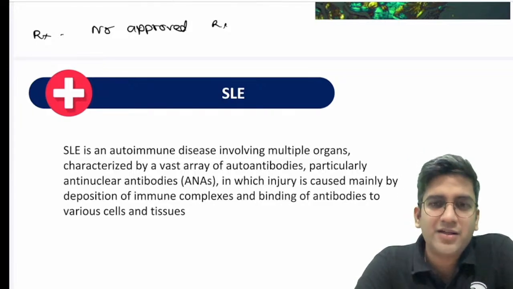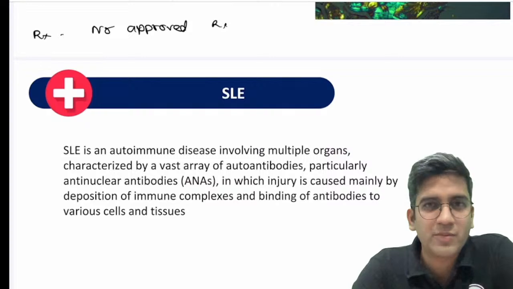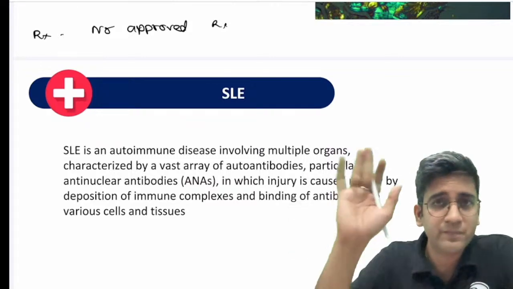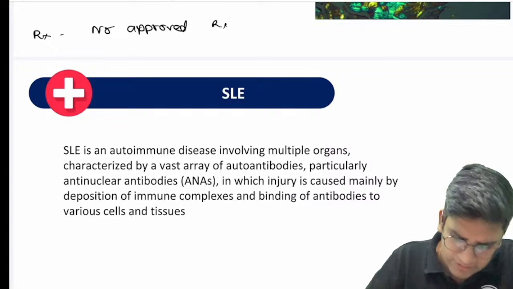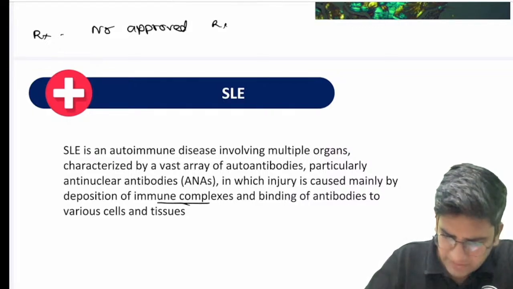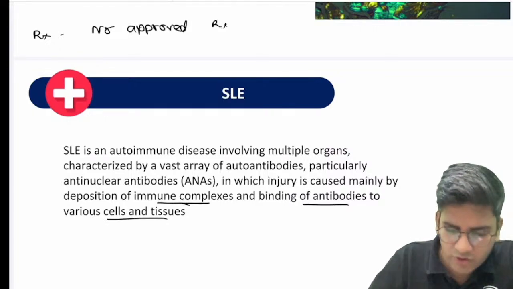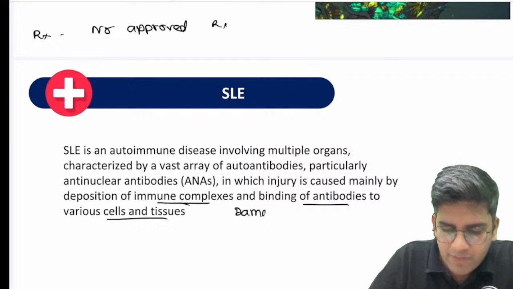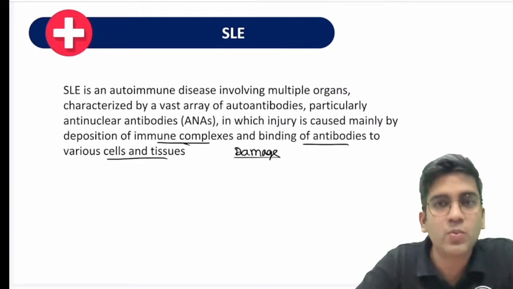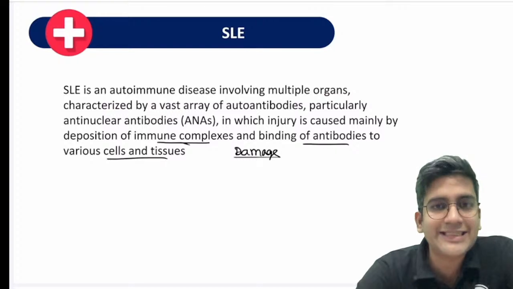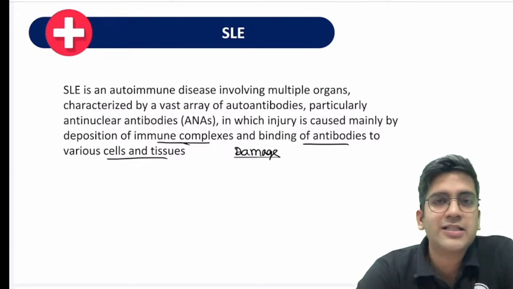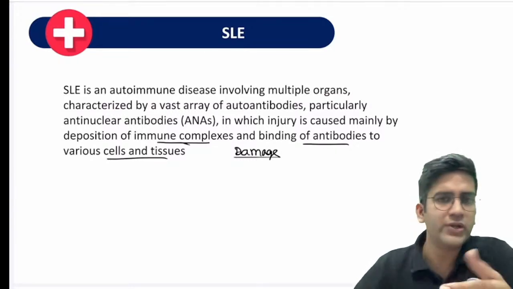You need a definition. This is the definition from Robbins, or you write whatever comes to mind. SLE is an autoimmune disorder with anti-nuclear, anti-double stranded DNA antibodies, and you'll have deposition of immune complexes binding to the antibody, which will cause the damage. So if it's an immune complex deposition, can anyone tell me what's the type of hypersensitivity you see in SLE? It's classical. So classical type 3 hypersensitivity reaction, right? If you want, you can write that as well.